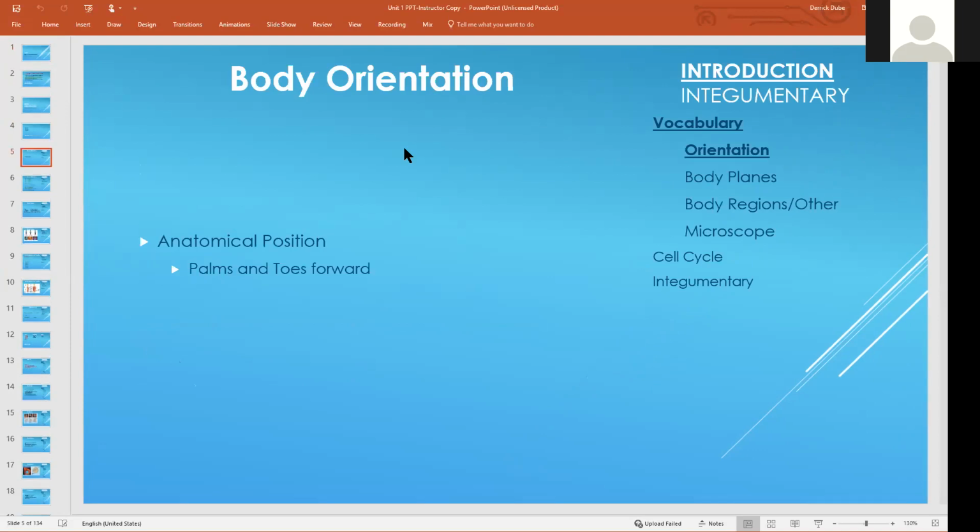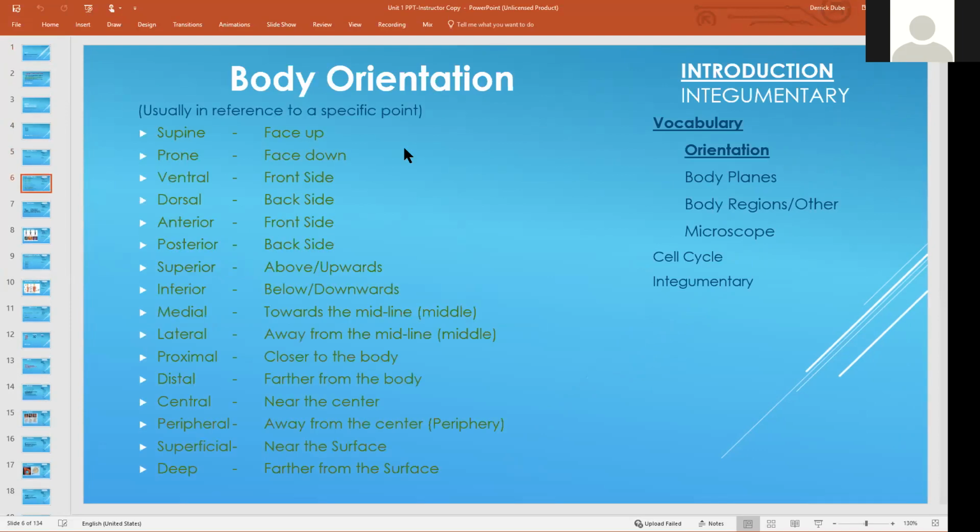Vocabulary, knowing anatomical position, pretty straightforward right there. Just being able to know your reference, directional words that you see in anatomy. Again, pretty straightforward. I'm not going to worry about those.